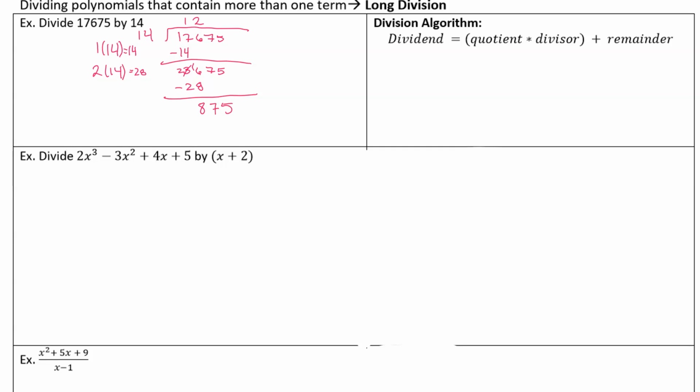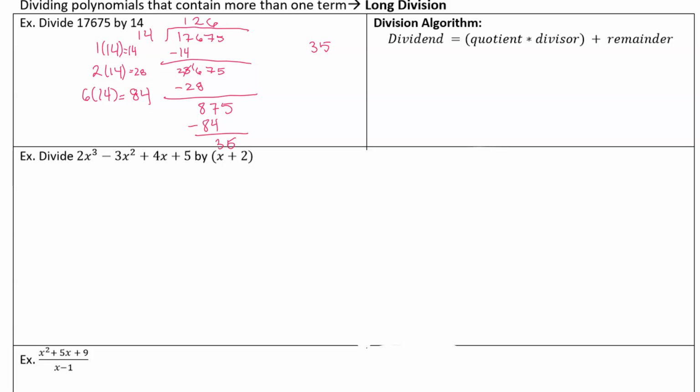So then we say, does 14 go into 8? Nope. Does 14 go into 87? Yep. 6 times. So we do 6 times our divisor, 14, and you're going to get 84. So we subtract 84. And when you do that, you'll get 35. So we've got 6 here, and then I'm just going to write it over here. We've got 35.